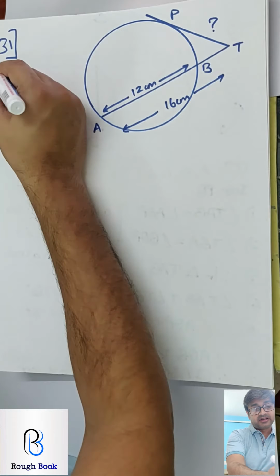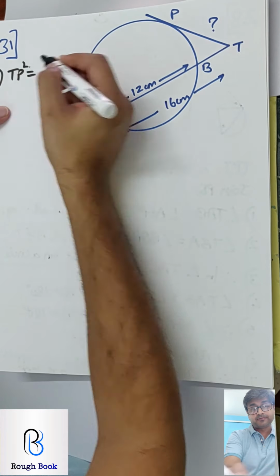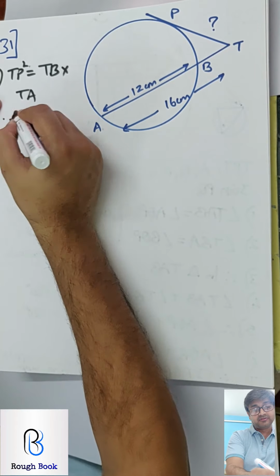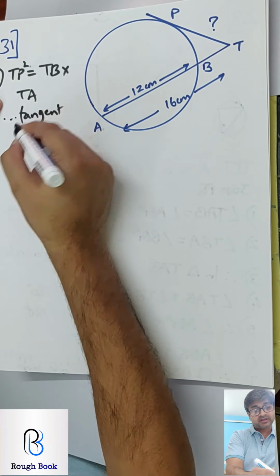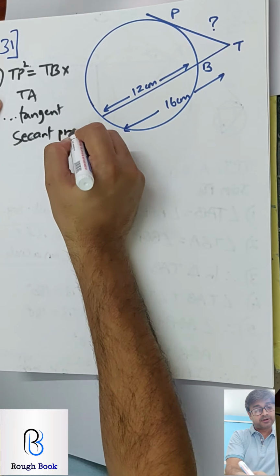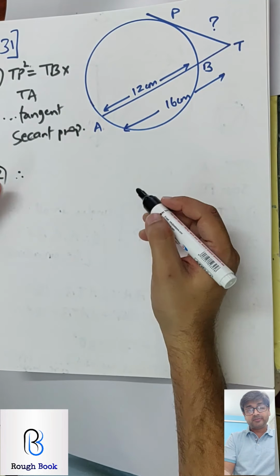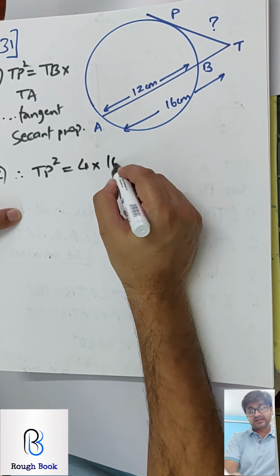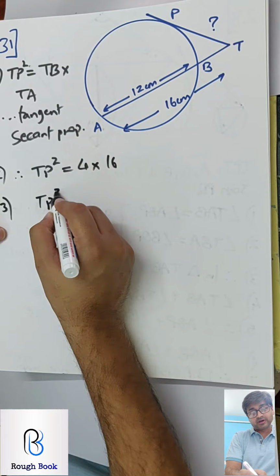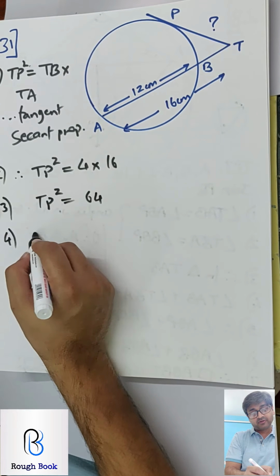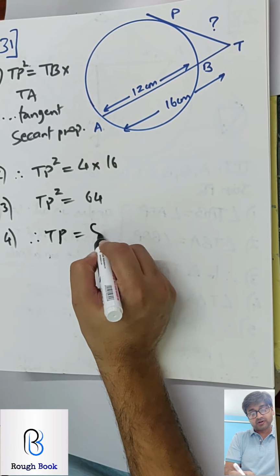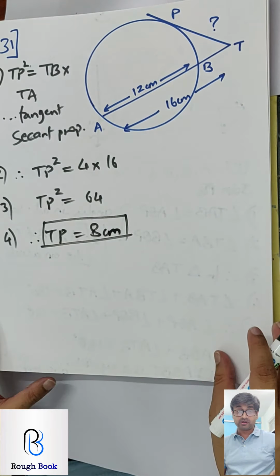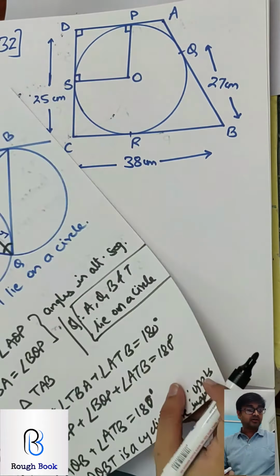So I will say number 1, TP square is equal to TB into TA. Reason will be tangent secant property. Therefore, TP is unknown, TB is 4 and TA is 16. So TP square is 64, and therefore we can straight away say TP is equal to 8 centimeters. I'm sure this was very simple and most of you could tackle it on your own. Brilliant. Let's go to the next one, 32.